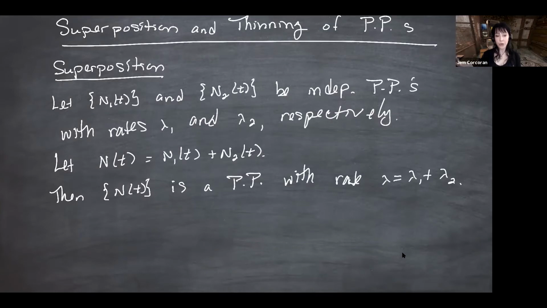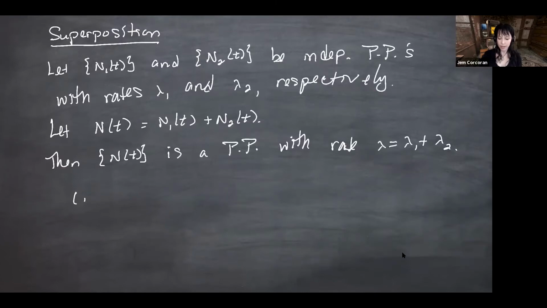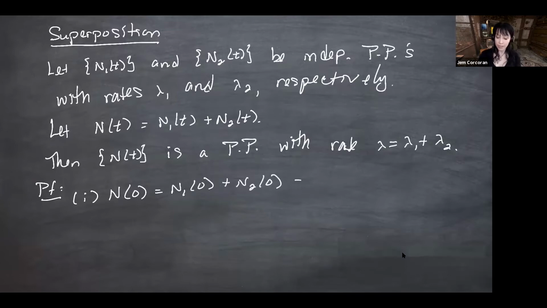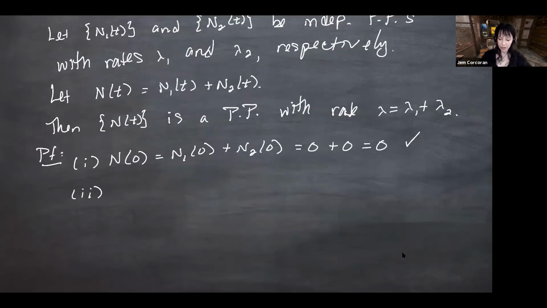This is super easy to show, especially parts I and II. If we want to show that it's a Poisson process, this is the proof, we need that N of 0 is 0. Well, N of 0 is N1 of 0 plus N2 of 0. And because those are Poisson processes, those are each 0. So yay, we get 0. The next thing to show is that we have independent increments. And by the way, I'm choosing to go with definition 1 for showing this.